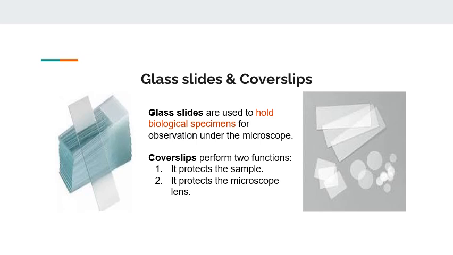Now, cover sleeves and glass slides. Glass slides, which is the image that we see on our left, are used to hold the biological specimen in place for observation under the microscope. Cover sleeves, as we see on our right, come in different shapes, and these perform two main functions. The cover sleeves protect the sample from being contaminated, and they also protect the microscope's objective lens from being damaged by the specimen on the glass slide.